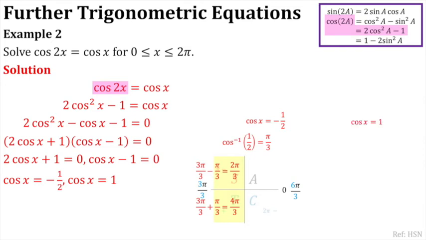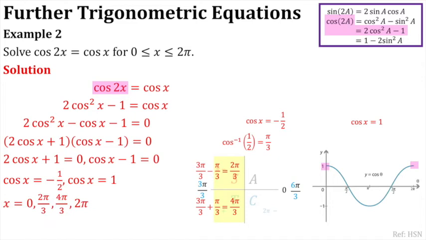Now for the equation cos x equals 1, we can use our graph here, and we can see that cos x is equal to 1 at 0 and 2 pi. So we have 4 answers here. We've got 0, 2 pi over 3, 4 pi over 3 and 2 pi.